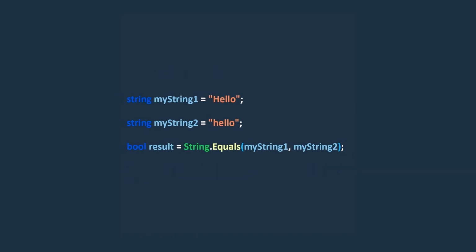Okay, the equals method is case sensitive, which means that it will return false when comparing values with different cases. For example, here, we have the word hello and another word hello where only the H character differs in case. So, the result would be false.